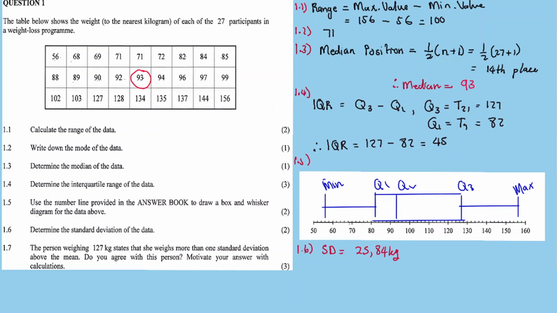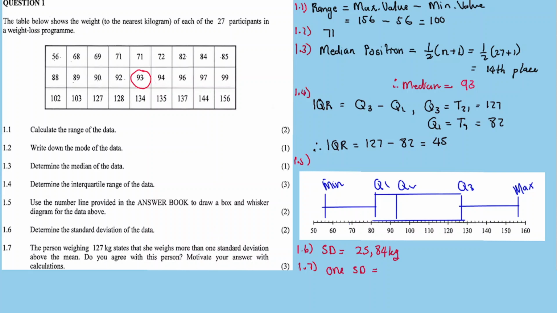1.7, the last question. The person weighing 127 kilograms states that she weighs more than 1 standard deviation above the mean. 1 standard deviation above the mean. Do you agree with this person? Motivate your answer with calculation.